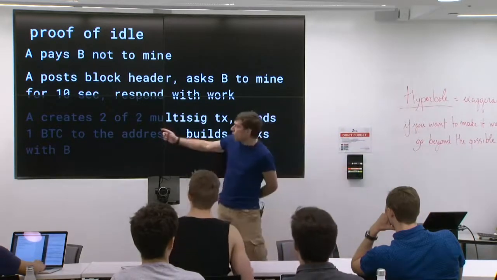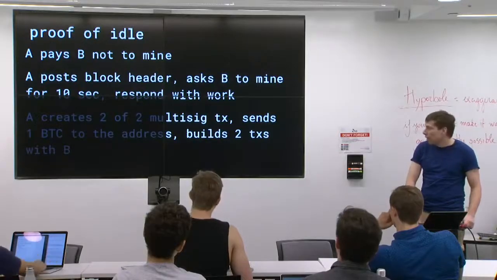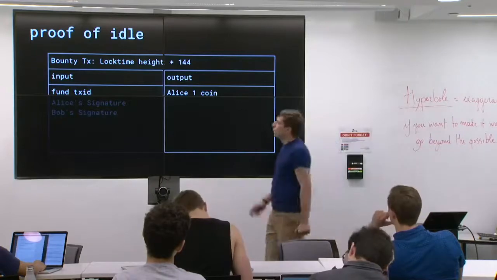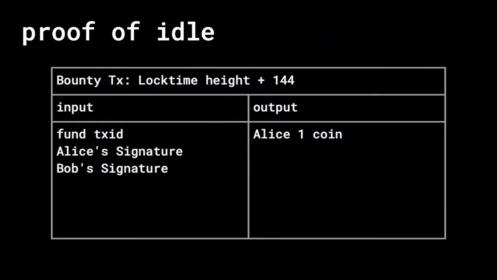Alice then creates a 2 of 2 multisig transaction and sends 1 Bitcoin to this address and builds 2 transactions with Bob. This is sort of like how Lightning Network looks, Lightning channels, but this predates it by a year or 2. So the idea is you've got this funding, and then you've got 2 transactions. They're both signed by both parties and held by both parties.